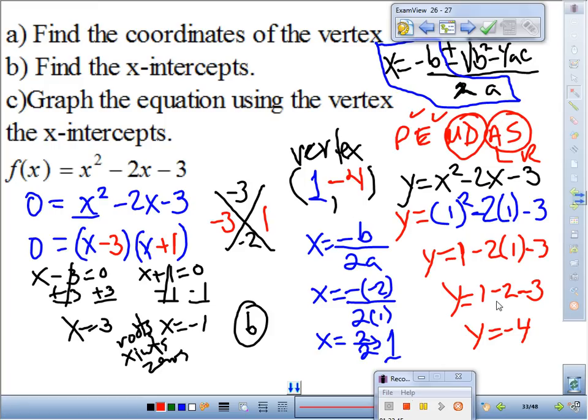So now that we have our vertex, we have our x-intercepts. They're asking us to graph using that information. But remember that I showed you how to graph using also the y-intercept, so it could be more accurate. So by looking at it, what is our y-intercept according to our equation here? That's right, negative 3. So let me zoom out so I can show you how to graph. Here it goes.